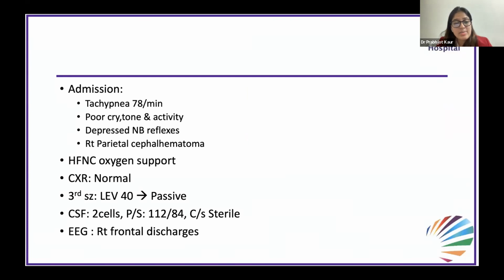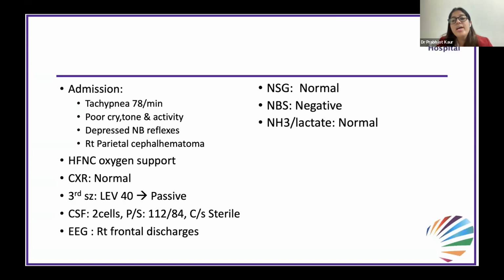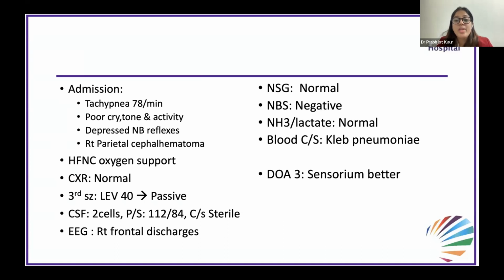Then the sepsis screen was normal. Cultures were normal. EEG was showing right frontal discharges. Sonogram was normal. Newborn screening was normal. Screening ammonia and lactate were also normal. Blood culture did grow Klebsiella pneumoniae. So by day 3 of admission, the sensorium was better. At this time, the thought process was that probably the baby had Klebsiella sepsis, and that is why we had neonatal seizures and lethargy. The culture sensitivity came out negative, and the CSF was normal as the baby was on antibiotics.